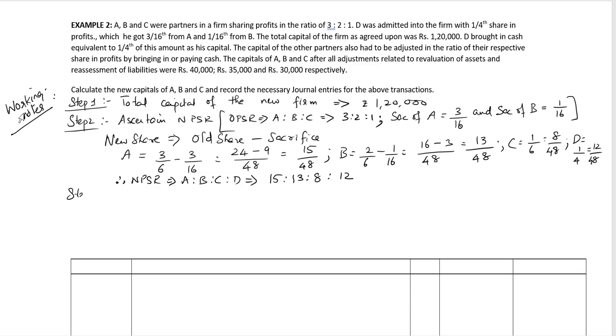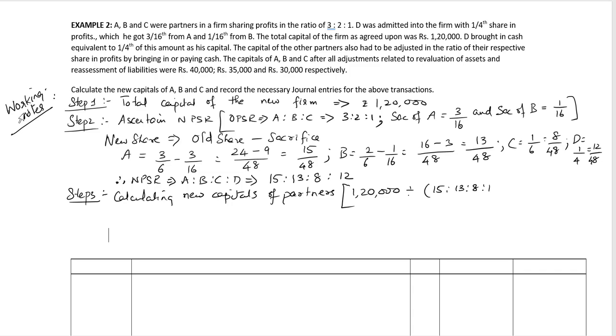Step 3. Calculating the new capitals of partners. We need to take the total capital of the firm, which is 1,20,000 rupees, and divide it in the new profit sharing ratio, which is 15:13:8:12.